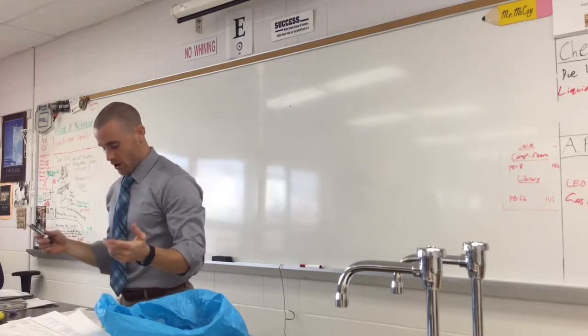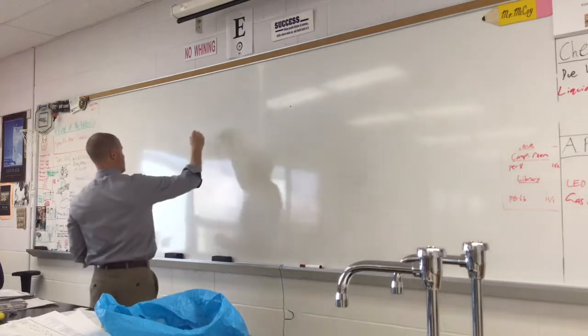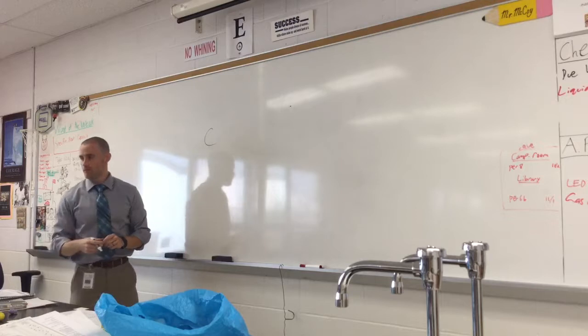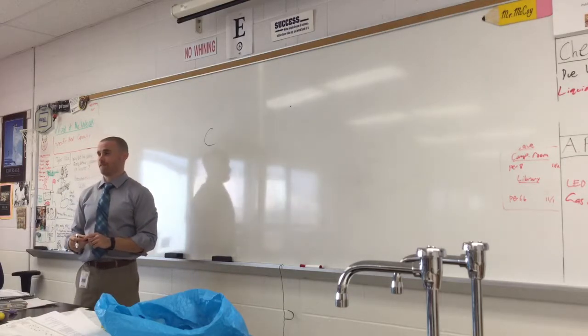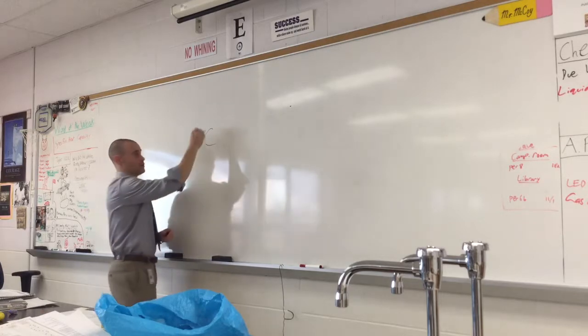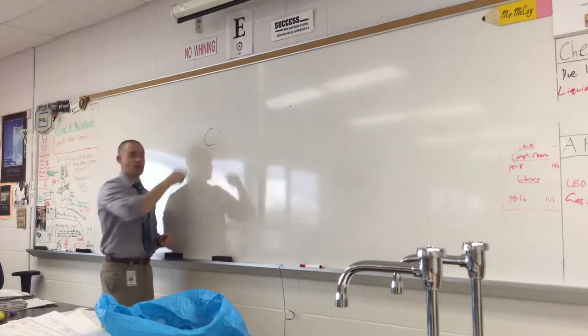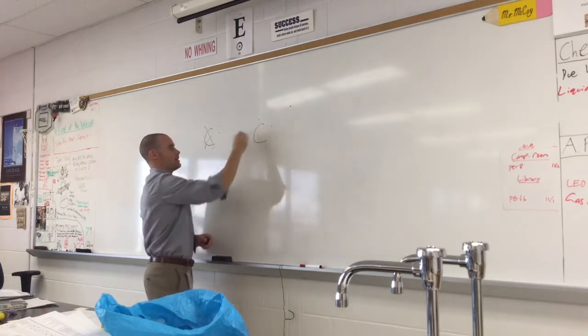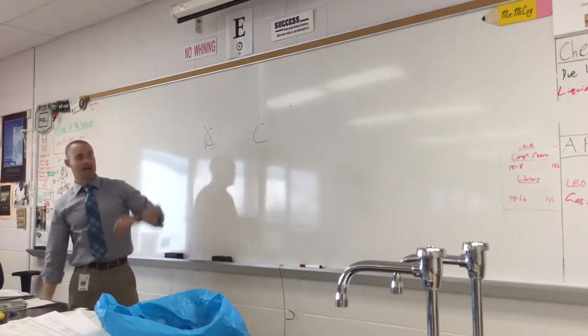Let's start with carbon. If we draw a dot structure for just carbon, what should it look like? It's 2s2, 2p2, so it should look like this. That's not how it actually looks, because carbon hybridizes. We'll learn that later, and that's the dot structure for carbon.